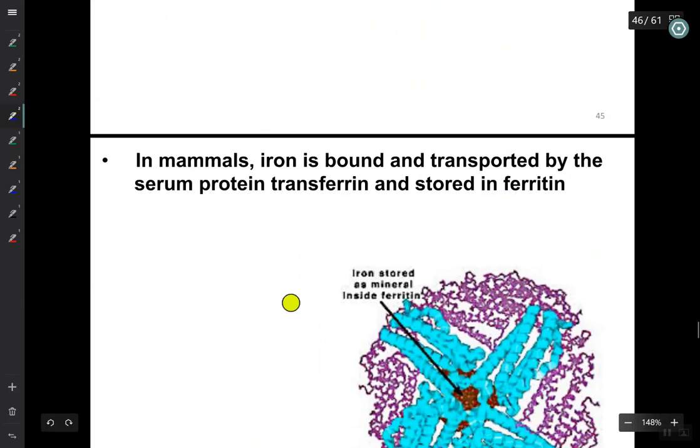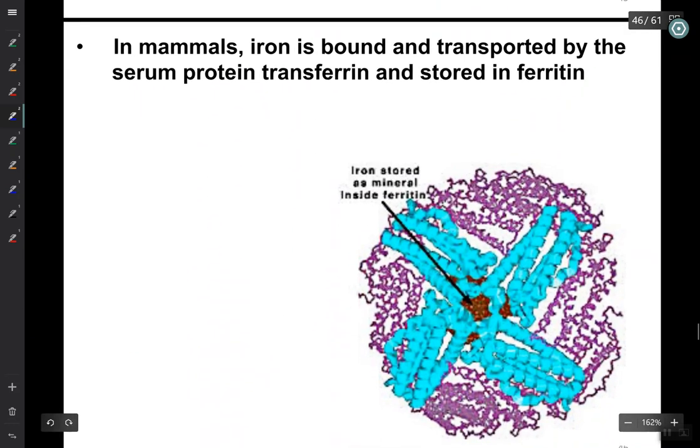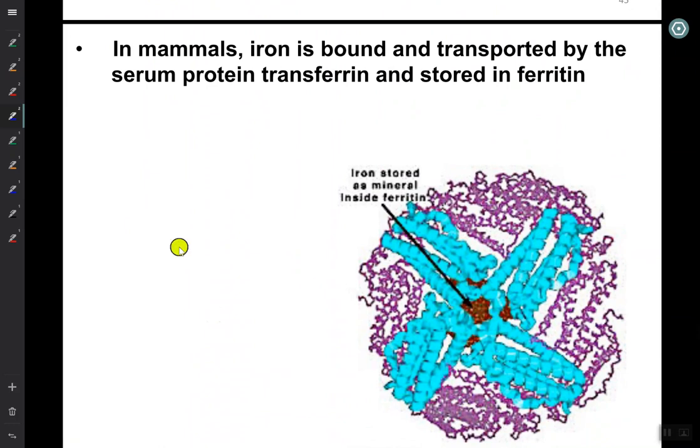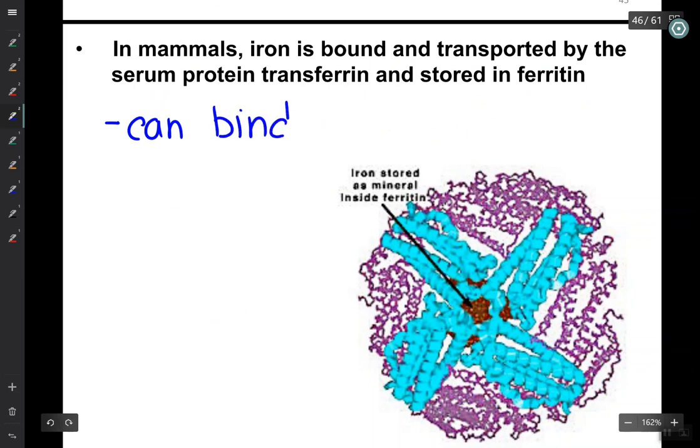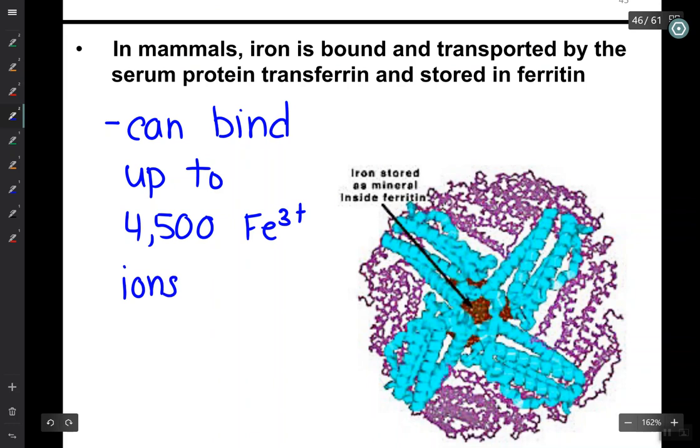So how do we store iron in mammals? In mammals, iron is bound and transported by the serum protein transferrin and stored in ferritin. And this ferritin protein can bind up to 4,500 iron 3 ions. And this is important because you need to be able to store it in a compact form, right? You don't want to take a lot of space, so you want to have efficient storing.